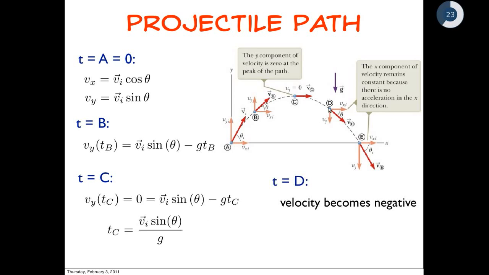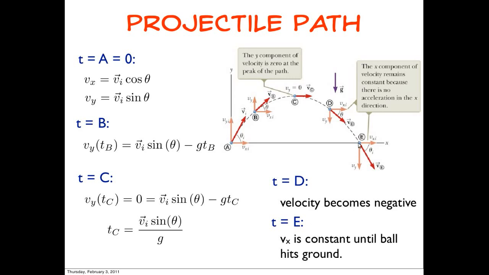At point D, the velocity in the y direction becomes negative, and eventually, when we hit point E, the projectile hits the ground. Just before the projectile hits the ground, I should note that the x component of the velocity is still constant, is still equal to v_i cosine theta.